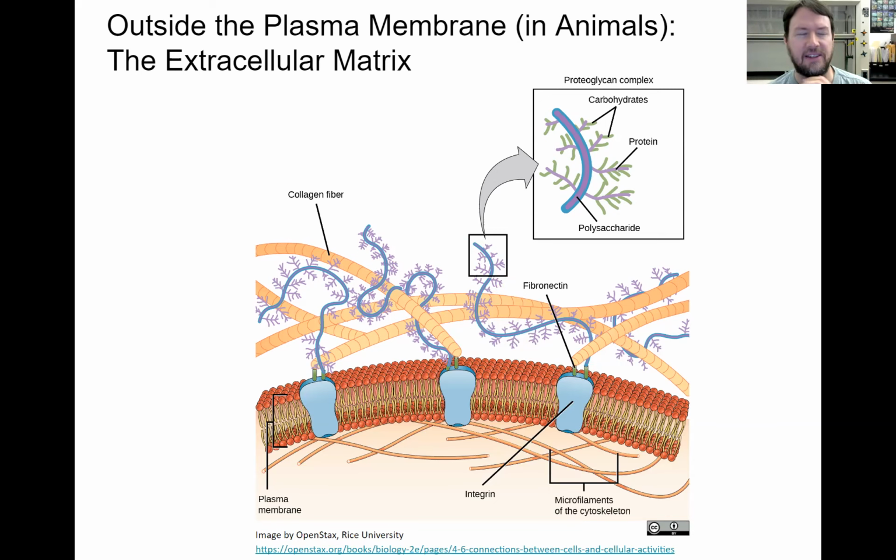There's kind of a network that can attach to itself and can really trap water molecules, keep the cells hydrated pretty well, especially if it's like skin cells where it's exposed to the air and water's constantly trying to evaporate. And then on the inside, the cytoskeleton connects to these integral proteins. So it's not just this flimsy plasma membrane. There's some reinforcement both inside and outside.